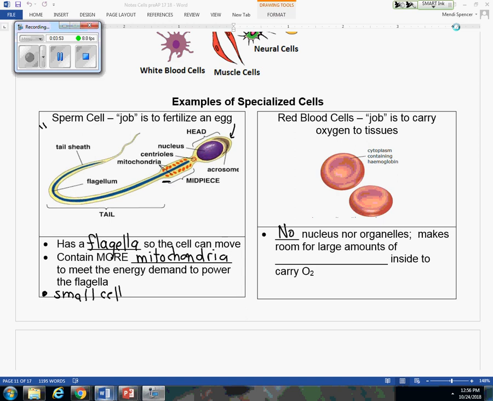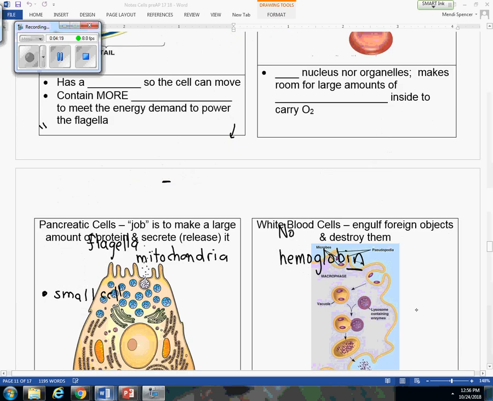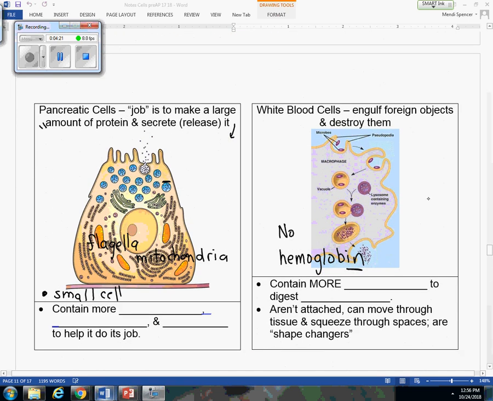It did at one time, but the nucleus degrades, there's no organelles, there's no smooth ER, rough ER, but that makes more room inside for large amounts of a special protein called hemoglobin. We know hemoglobin's a protein because it ends in IN. And hemoglobin is the molecule that the oxygen can bind to. So the more hemoglobin inside of a red blood cell, the more it can bind to oxygen and then drop that oxygen off to the cells, the tissues that need it.